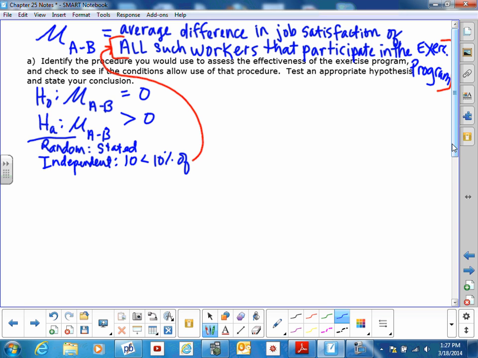So what else do I say here? Not one group is independent of the other group, but yep, each pair is independent of the other pairs. Okay, good. All right, what's last?